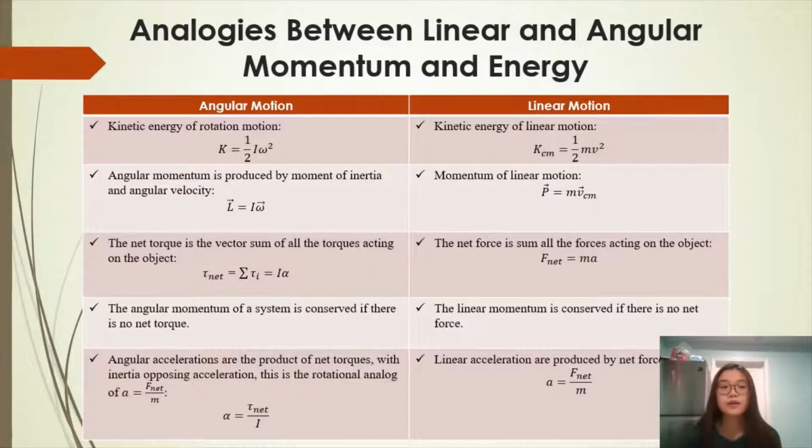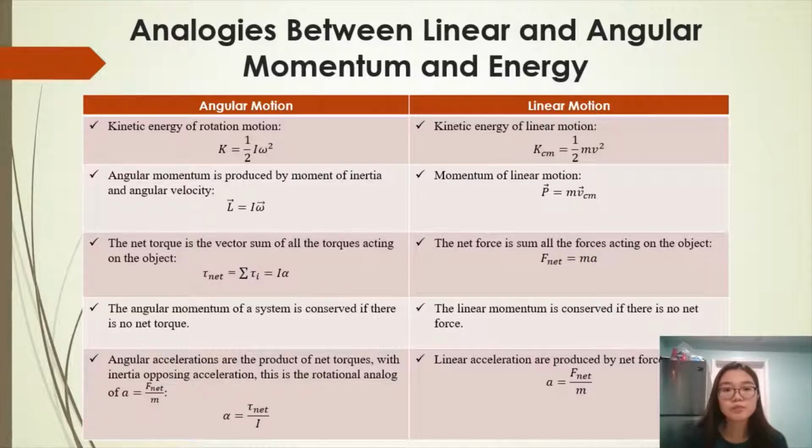By now, the pattern is clear. Every rotational phenomenon has a direct translational analog. It seems quite reasonable to define the angular momentum L as the moment of inertia multiplied by the angular speed. At the same time, the momentum of linear motion is defined as momentum equals mass multiplied by velocity.